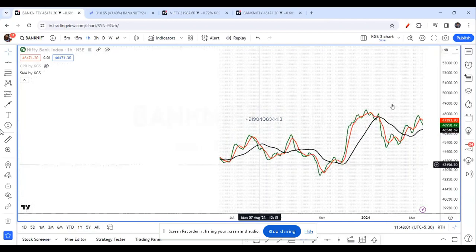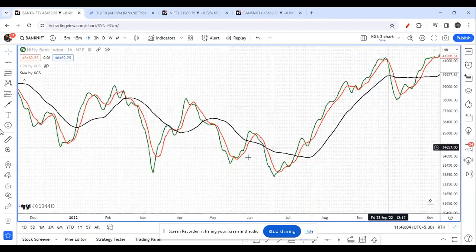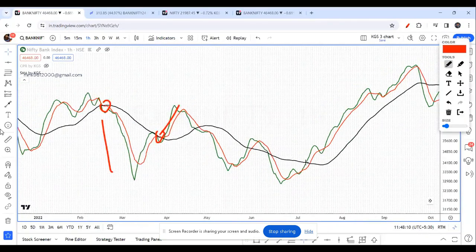Okay, so look at this area. They get energy, they come down. They get energy, they go up. They get energy, they come down. And again, they get energy and then they are not able to go up, but they get energy and then they come down. Energy up, energy down.